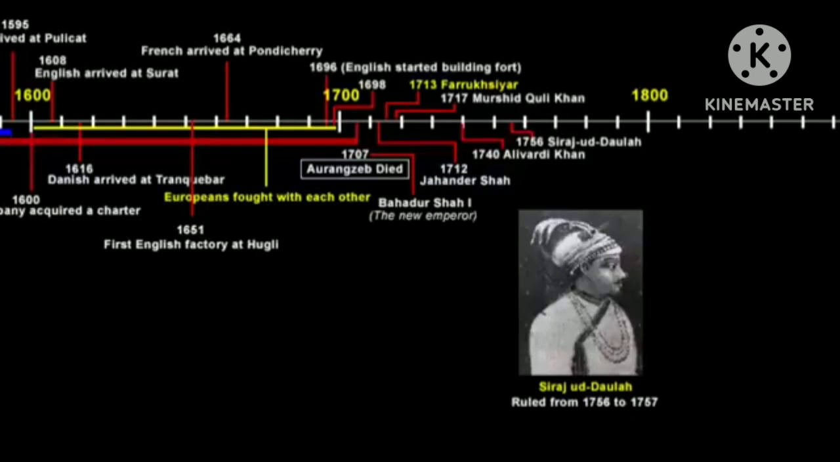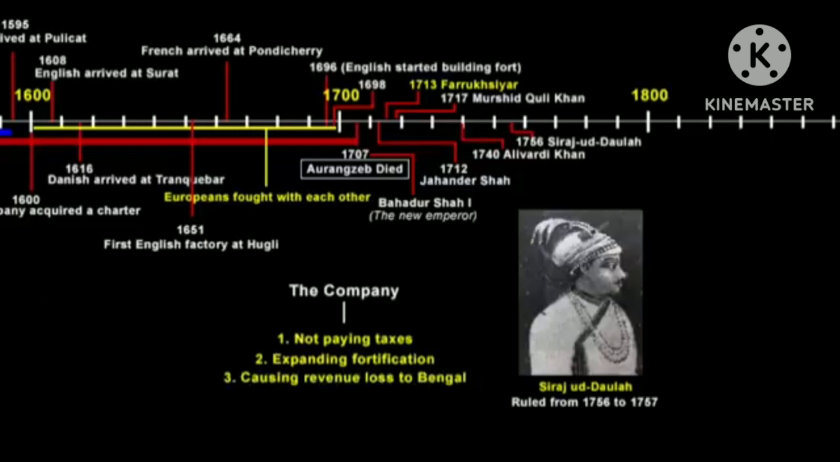So, if at all a question comes, what were the reasons behind or what led to the conflicts between the Nawabs of Bengal and the English company? The answer would be the company was not paying taxes, they were expanding their fortification, they were causing the Bengal government heavy loss of revenue, they were writing disrespectful letters and trying to humiliate the Nawab and his officials. So these were the reasons behind the conflict between the Nawabs of Bengal and the English company.